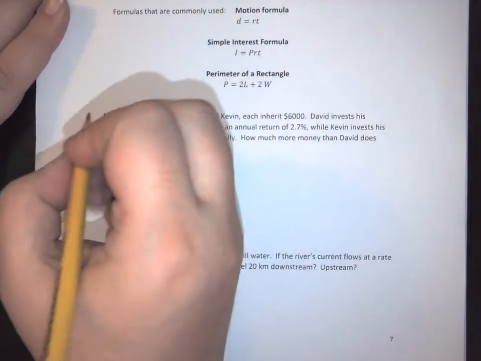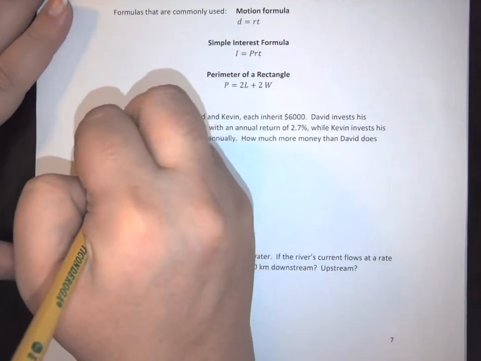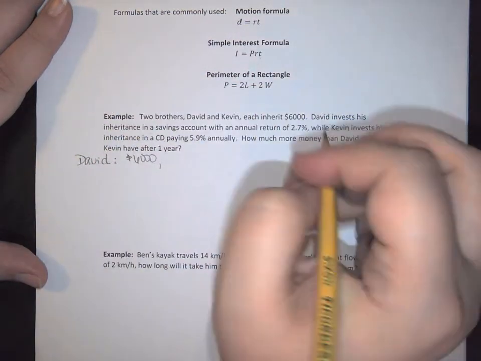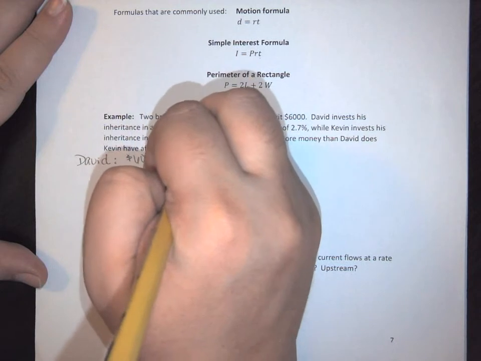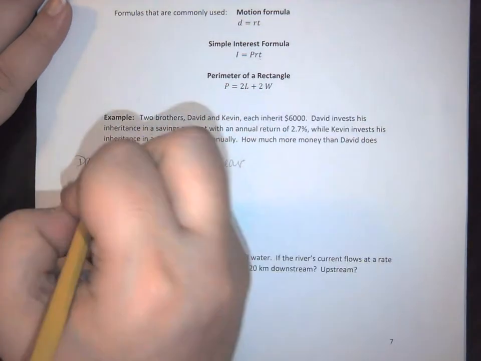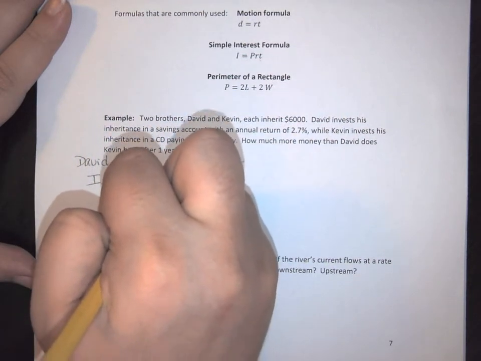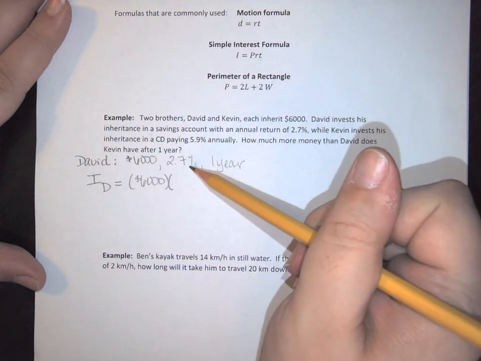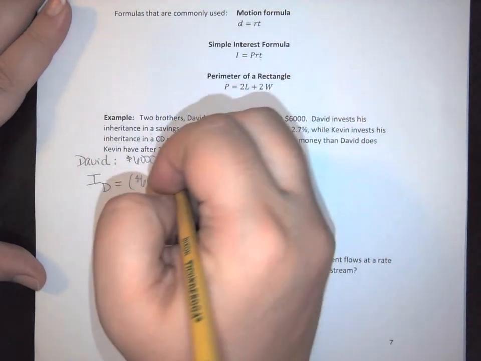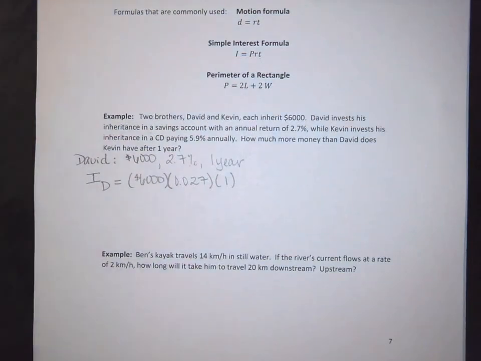So first and foremost, what do we know? We know that we have David, and we know that David has inherited $6,000, and he has a rate of 2.7%. And we know that we're doing this over the span of 1 year. So when we're looking at the interest for David, this is going to be my $6,000 times, you need to convert your percentage to a decimal, so here this is going to be 0.027 and then times 1. Now remember, your time is always going to be given in years.